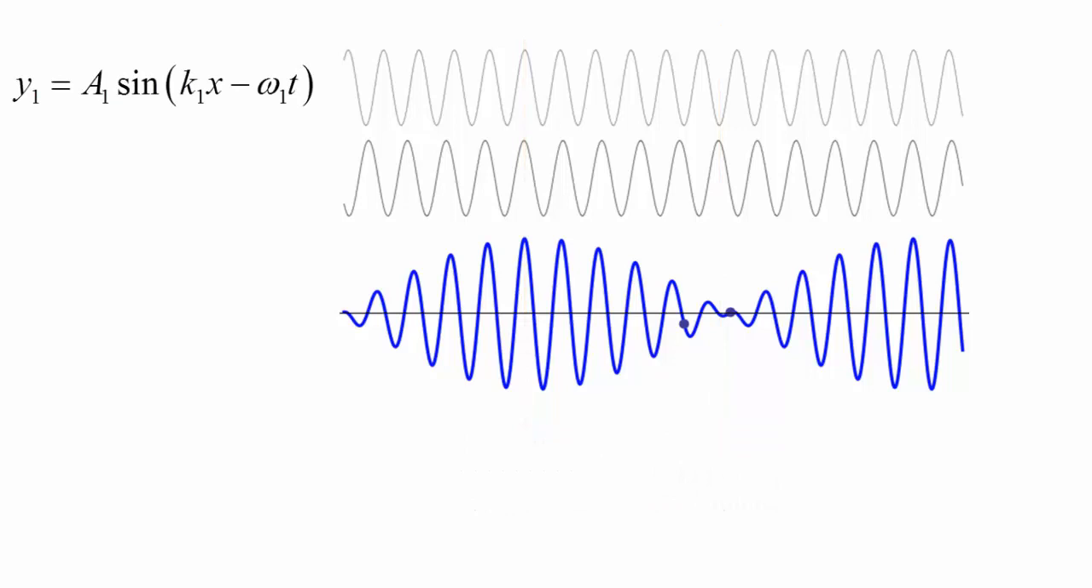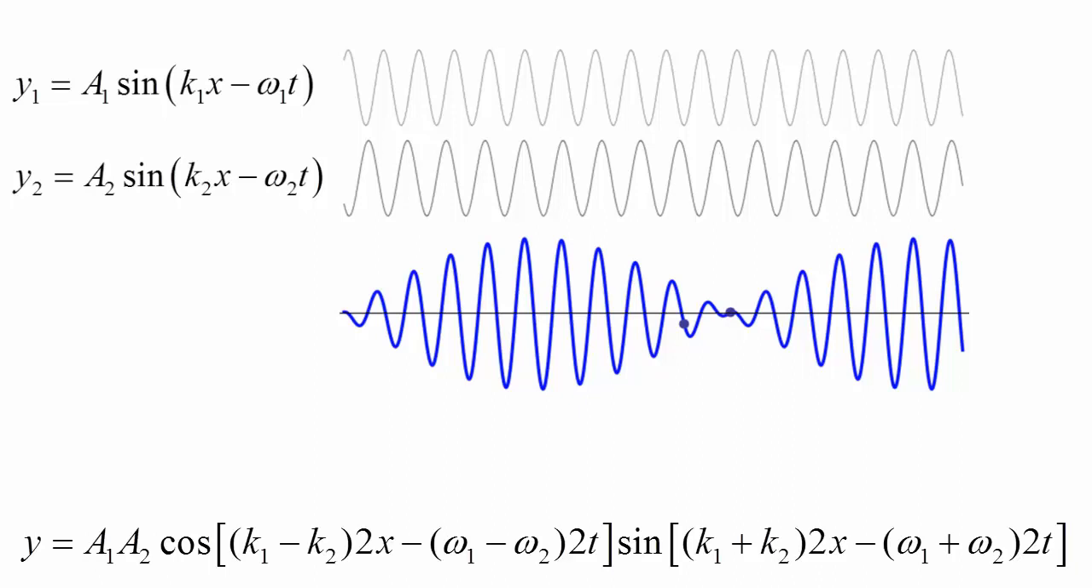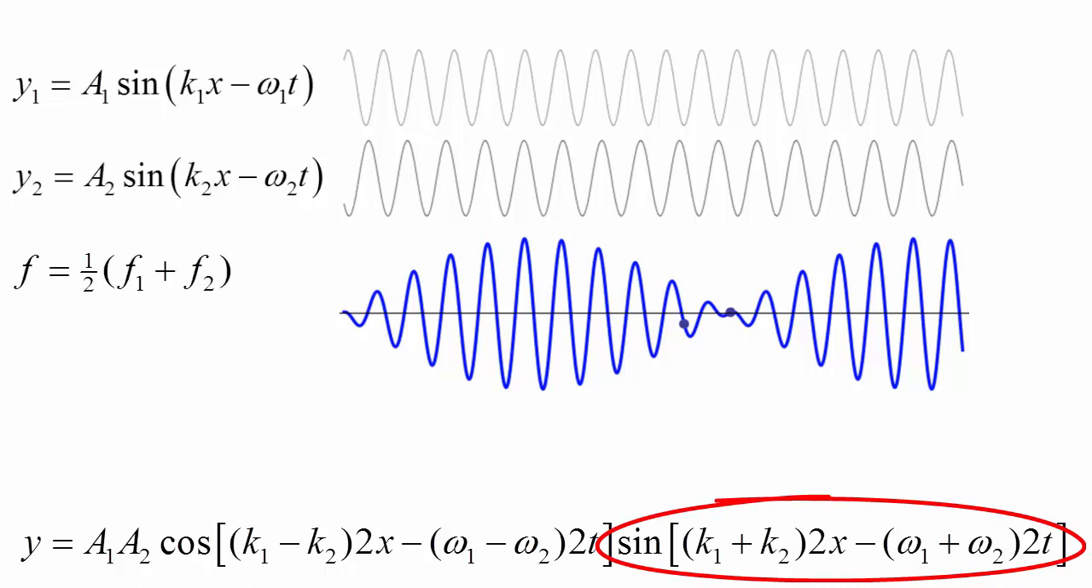If wave 1 has an amplitude A1, a wave number K1, and angular frequency omega1, while wave 2 has an amplitude A2, a wave number K2, and angular frequency omega2, then it can be shown, but not here, that the sum of the two waves is given by a product of a cosine with a sine function. The sine part of the resultant wave causes a medium to oscillate at a frequency that is equal to half of the sum of the two frequencies. This is the frequency of the sound that is perceived by the listener.